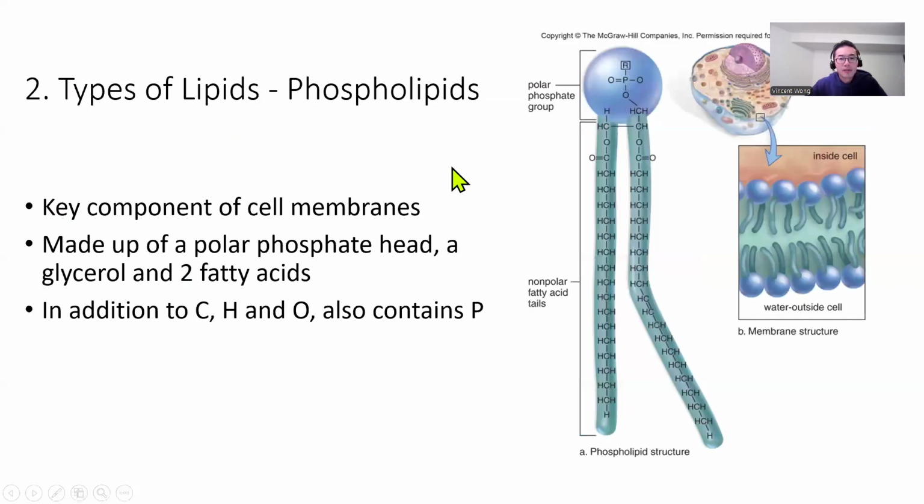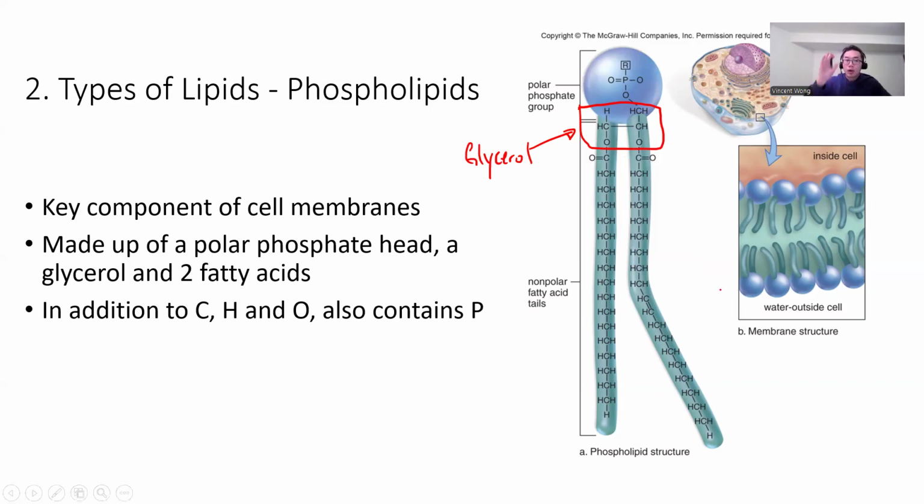Phospholipids are the key component of the cell membrane, and they're made up of three things. There is the glycerol here. It's hard to recognize when it's all written in C, H and O, but there it is. That's the glycerol, the same glycerol as in fat. There is the phosphate head, or phosphate group, and then it has two tails, two fatty acid tails.